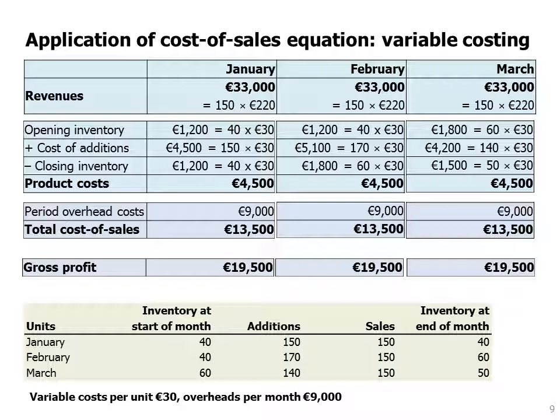Unchanged cost of sales, unchanged gross profit. The key under variable costing is that with the overhead being a period cost, changes in profit are driven by changes in sales volumes only. They're not affected by changes in production volumes, and that is a key difference between variable costing and full costing, as we'll see. Let's move on then.